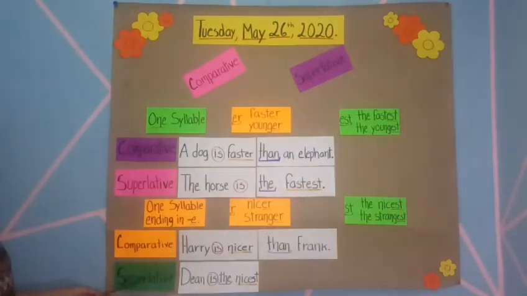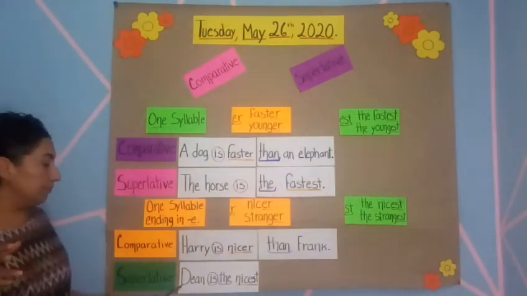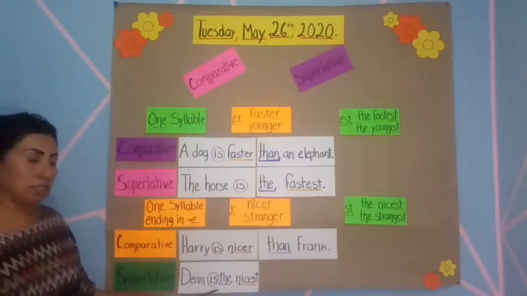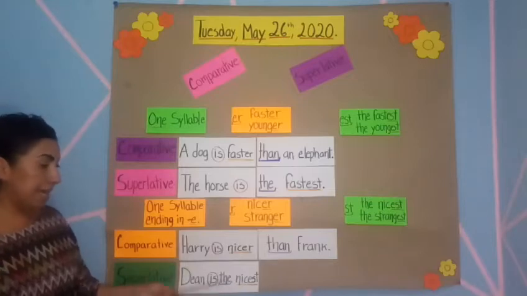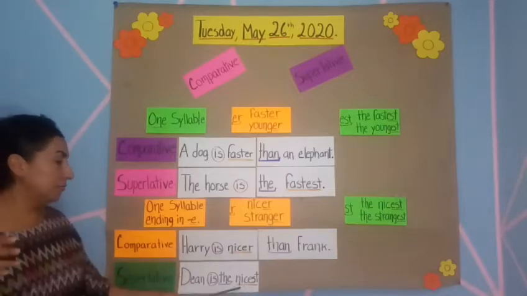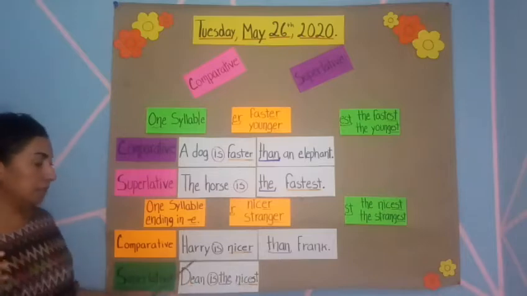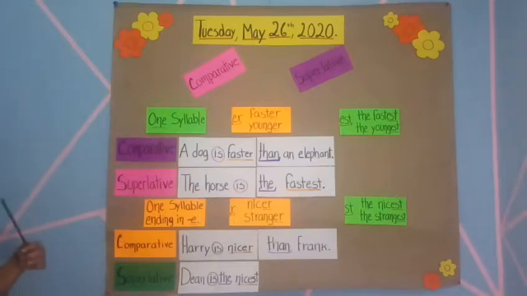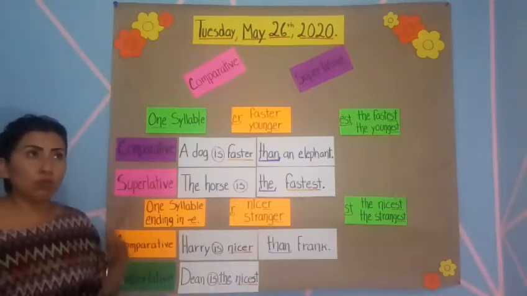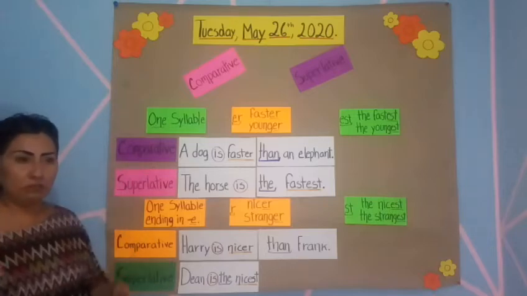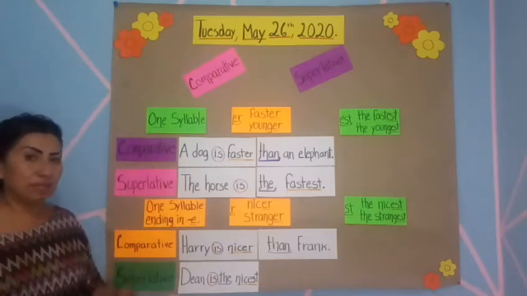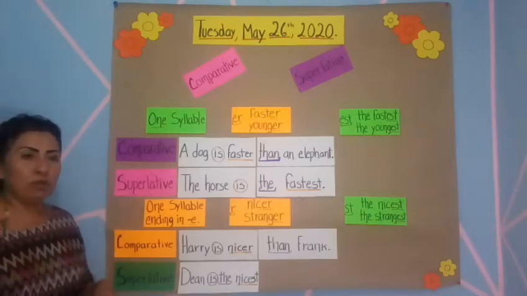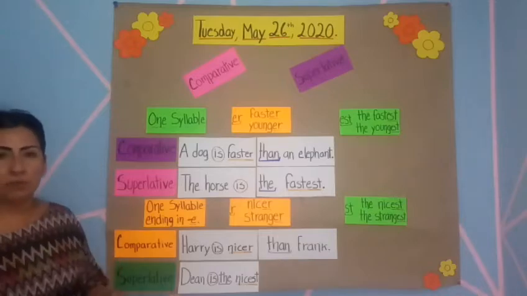In the superlative form, we use, in this case, the noun that is Dean. In second place, we have the verb to be that is. Later we are going to use the article the, and last one we have the adjective plus est. Dean is the nicest. Remember, when we talk about comparative form, we need to have two different objects, two different places, two different things to compare. When I am talking about superlative form, we need to use only one thing because it's the most important.